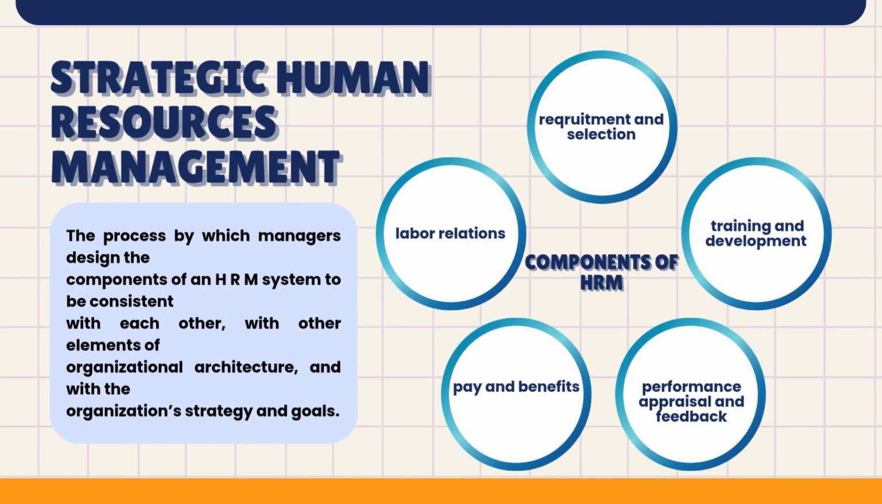Strategic human resource management ensures that the HR system supports the company's structure, culture, and strategy. It focuses on alignment, making sure the right people are in the right roles. The components of HRM include recruitment and selection, training and development, performance appraisal and feedback, pay and benefits, and labor relations. They all must fit together.